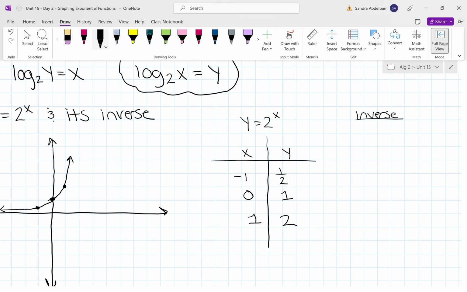Tell me, when I just give you a relation in sets of points, and I ask you to find the inverse of that set, what do we switch? We switch our x and y. So if these are our points for our exponential, for its inverse, aren't we just switching x and y? So for the inverse we're going to have points 1/2, negative 1, 1, 0, and 2, 1.